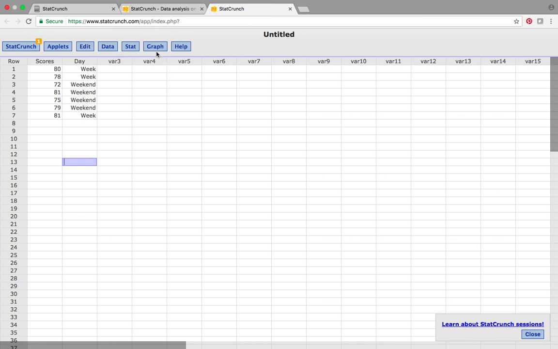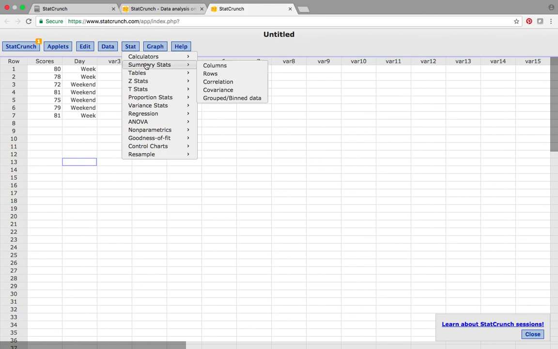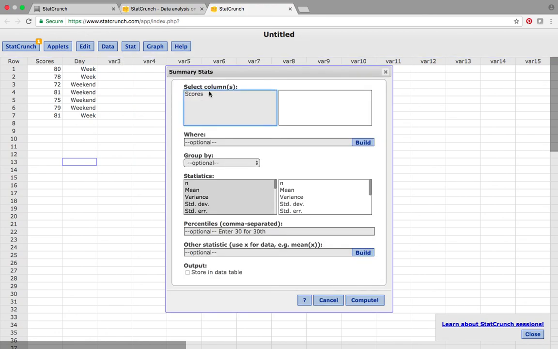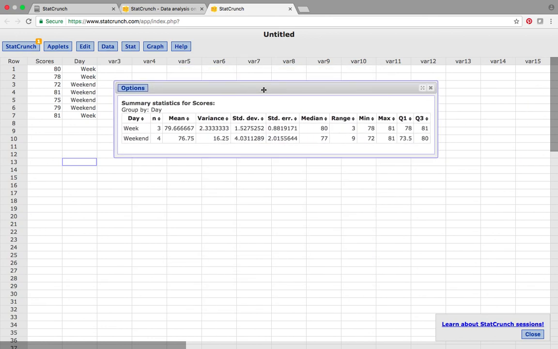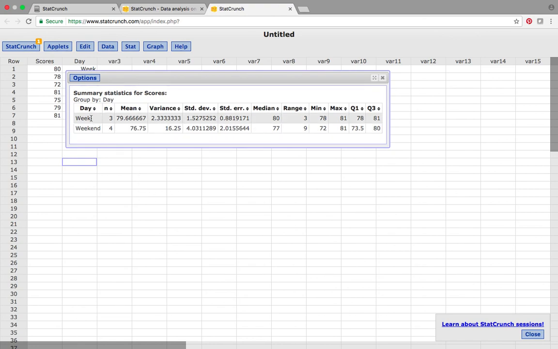Well, it allows you to break things down over a categorical variable. So this day would be categorical because it clearly doesn't have numbers. So I could go Stat, Summary Stats, Columns, and I could do my scores, but I could group them by the day. I'm going to keep these same values that I had before because I like them. Okay, and I'm going to compute, and what you can see here is I get a comparison over weeks and weekends. Now we do these things a lot over gender. We want to see if there's any difference in things across males and females.